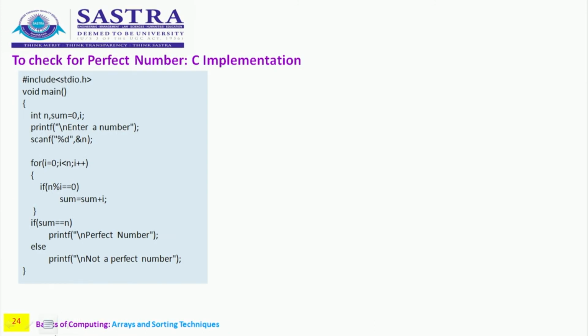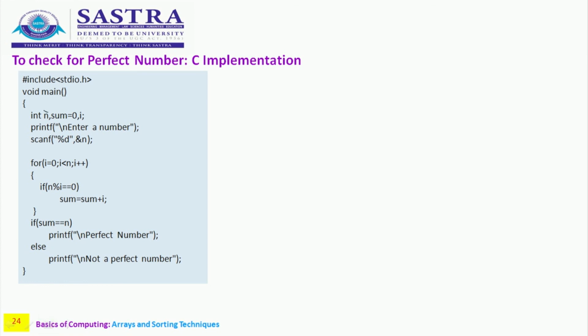So this is the sample implementation for finding whether a number is a perfect number or not. To check whether a number is a perfect number or not, you have to add all its divisors other than its own, and store it in a value called sum, and finally compare the sum and the original number. If both are equal, it is a perfect number. Otherwise, it is not a perfect number.